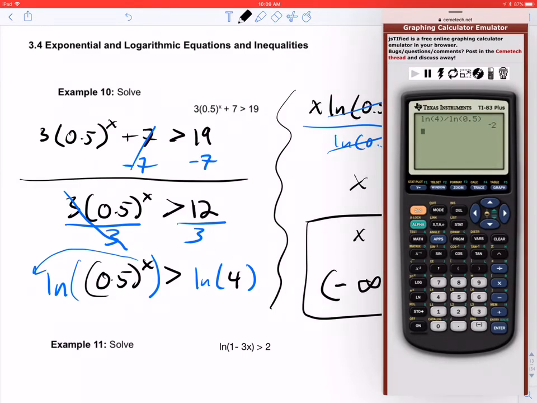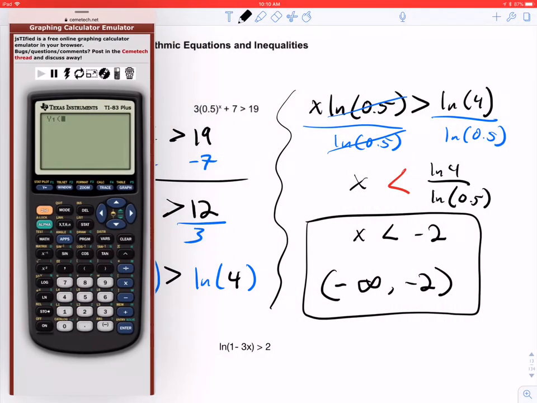So what I'm going to do is do my y equals, clear. I'm going to put in my left side, which is 3 times 0.5 to the power of x plus 7. I'm going to quit, clear variables, y variables, y1. So now we're saying anything to the left of negative 2 should work. So if I try like negative 3, it should work. 31 is indeed bigger than 19. If I do negative 2, it should be exact. But it's not. It's going to be false because 19 is not bigger than 19, so that's fine.